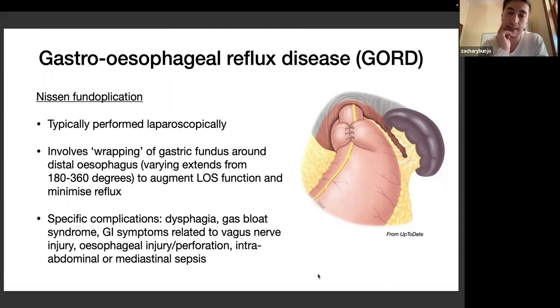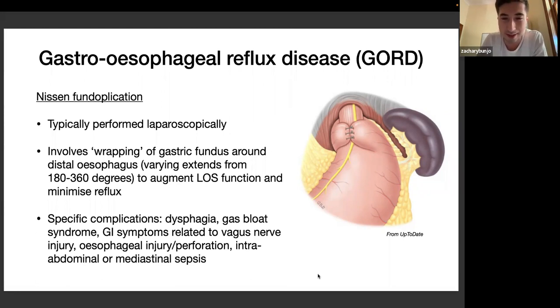Patients, very importantly, need to be counseled on the risk of dysphagia post-fundoplication. Gas bloat syndrome is quite a significant possible complication from a quality of life point of view. So that's basically where they're full and bloated after meals and they can't belch. It can be obviously very distressing. They should be counselled and warned about that.